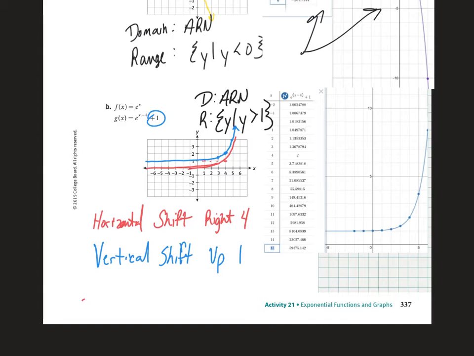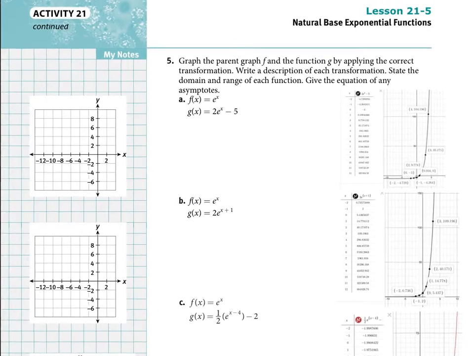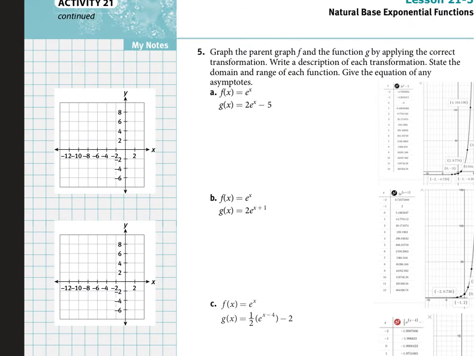A stretch or a compression. The way it is, breeze right through these real quick. Again, 2 movements here. Shifted down 5 because of the -5. That is a vertical shift because it's subtraction, and it is down 5.